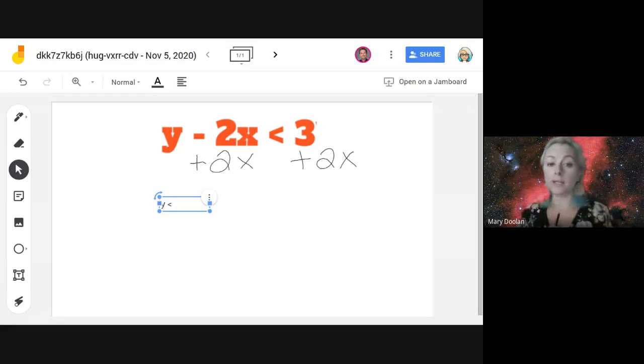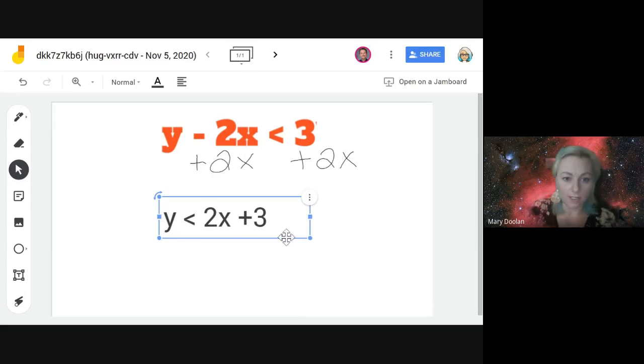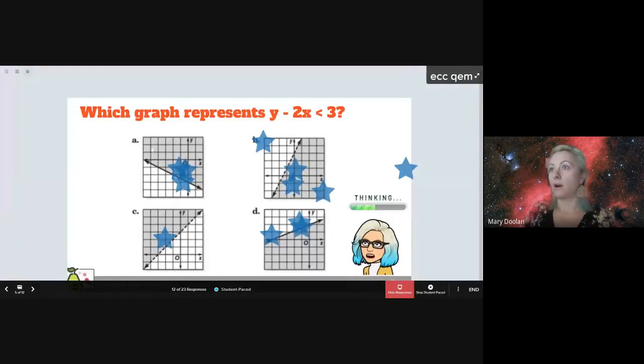and then that 2x and the 3, they're not like terms, so we're just going to put them next to each other in slope-intercept form, where I write the x term first, and then the constant after that. Okay, so this is what we're going to be graphing. Y is less than 2x plus 3. And so I'm going to come back to our presentation. Y is less than 2x plus 3.